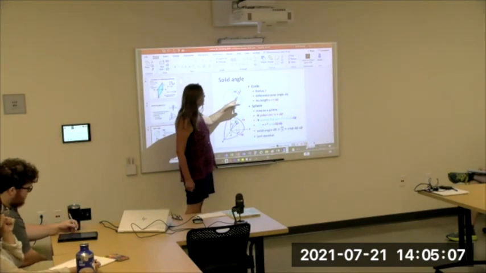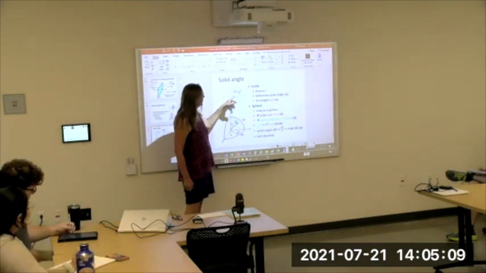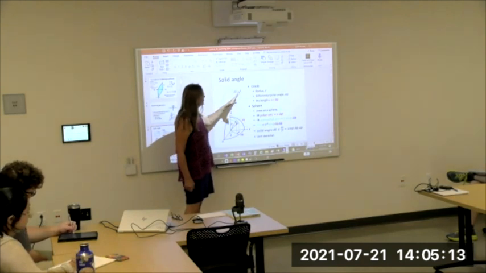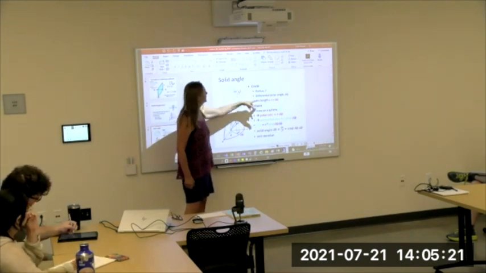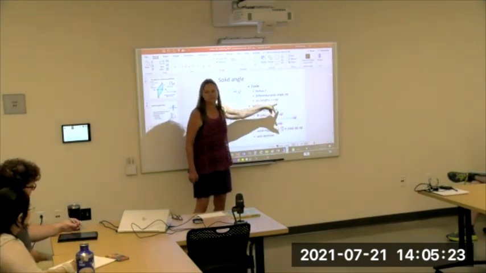Okay, so it has a radius r, and it has this differential polar angle, d psi. And so if we look at that arc length that is defined by the radius and that differential angle, the arc length is just given by r d psi.